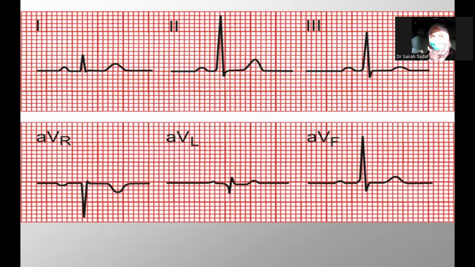Very good. Lead 2. Lead 2 reflects which side of the heart? Left. Yes. Left and inferior. Very good. Very well done, Amna. Left and inferior. Infralateral. So it is the exact axis of the heart. So it will always be positive. It will always be upward.